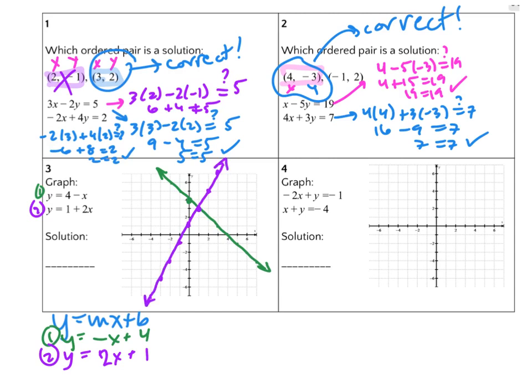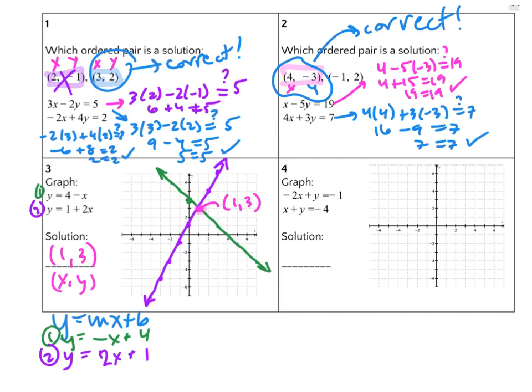So the solution is this point where they cross, which is, I believe, 1, 3. 1, 3. X, y. Ordered pair. 1, 3. Amazing. Number 4 is more complicated because it's in standard form.